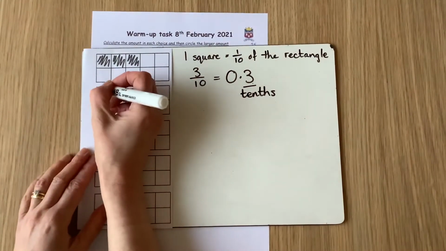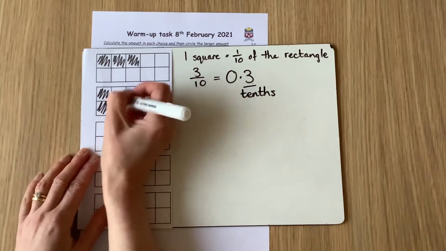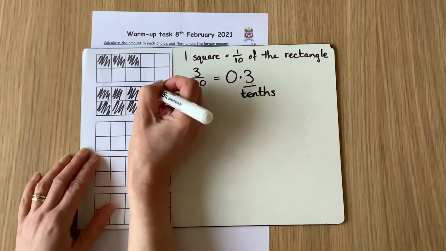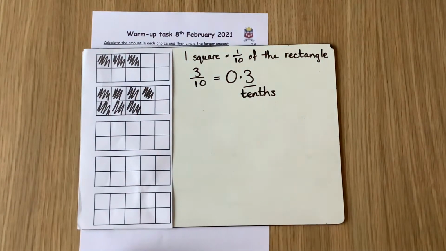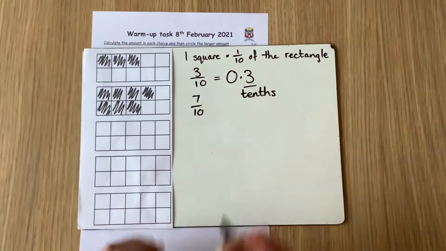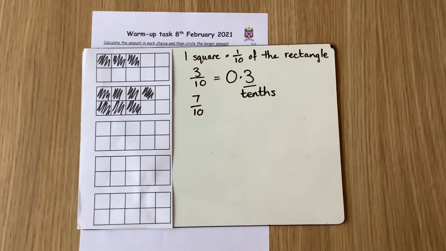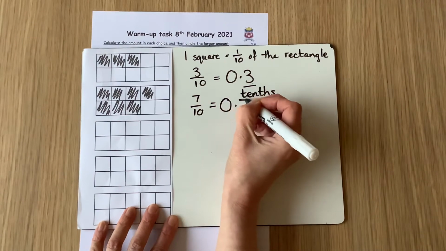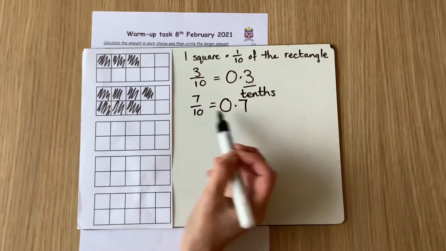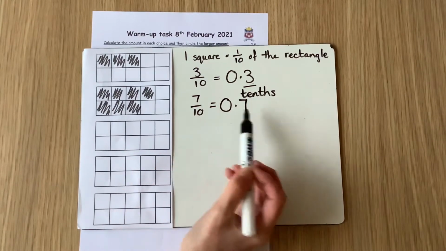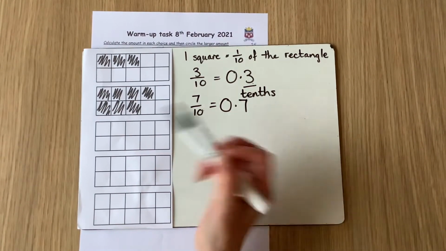What about in this one? If I coloured in 1, 2, 3, 4, 5, 6, 7, how could I write that one down? Well, I could write it down as a fraction, so I could say that 7 tenths of it has been coloured. What's that one going to be as a decimal? It's going to be 0.7. 0, because I haven't coloured in the whole thing, 0.7. The 0.7, the 7 tells me it's 7 tenths.